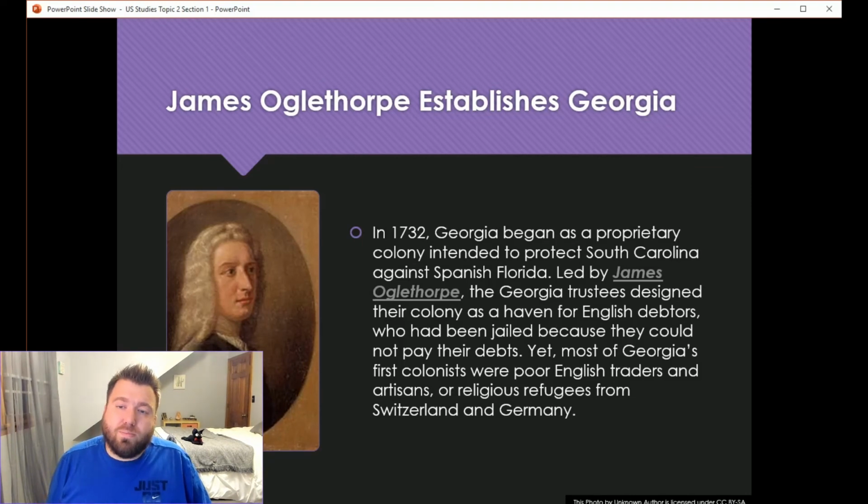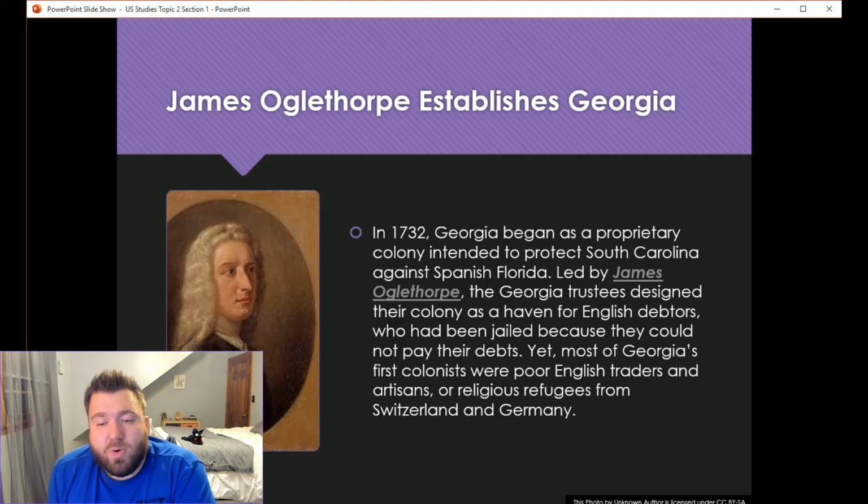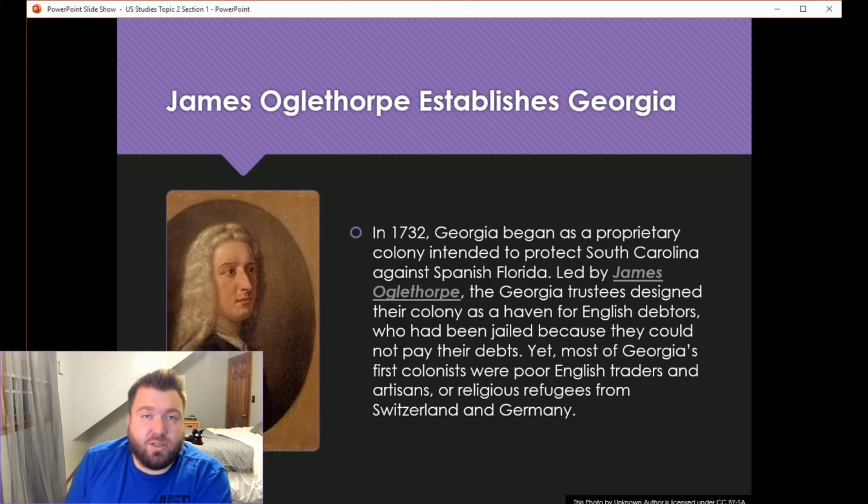James Oglethorpe establishes Georgia. In 1732, Georgia began as a proprietary colony intended to protect South Carolina against Spanish Florida. Led by James Oglethorpe, the Georgia trustees designed their colony as a haven for English debtors who had been jailed because they could not pay their debts. Yet most of Georgia's first colonists were poor English traders and artisans, or religious refugees from Switzerland and Germany.